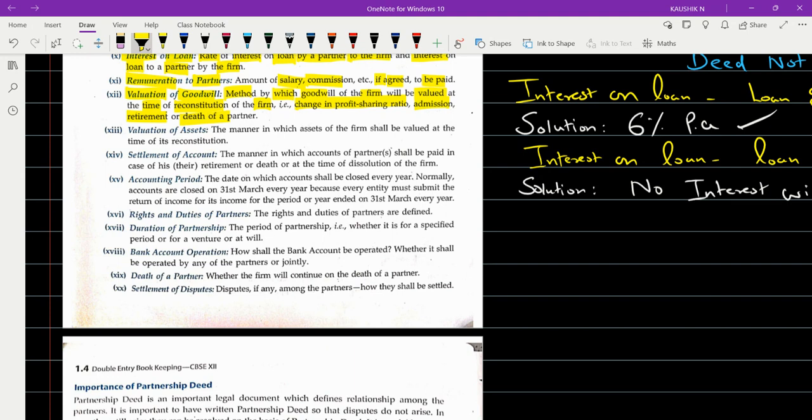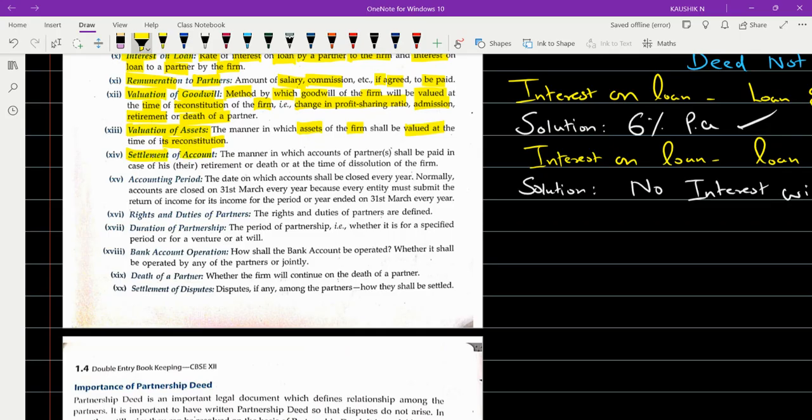The next one is all about valuation of assets. The term valuation of assets means the manner in which the assets of the firm shall be valued at the time of reconstitution. So, how are we going to value them? There are some methods in valuing the assets which you'll be learning in the upcoming chapters.